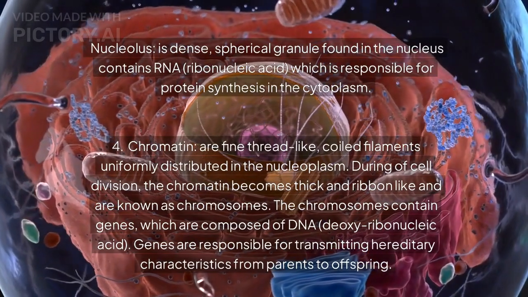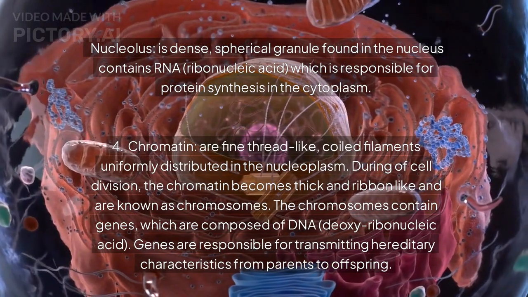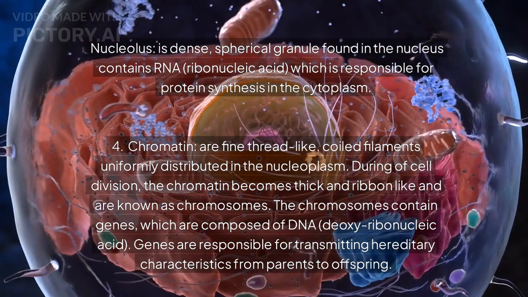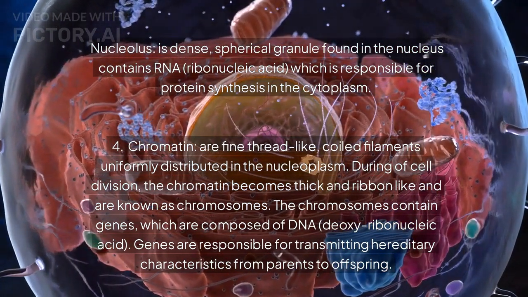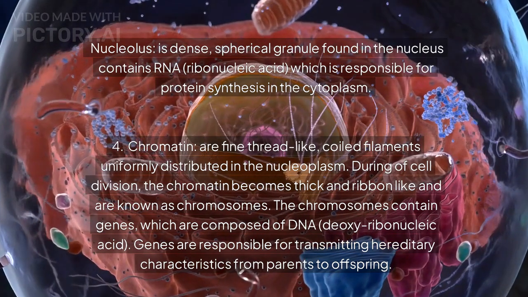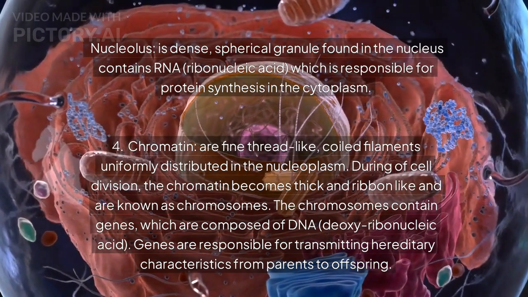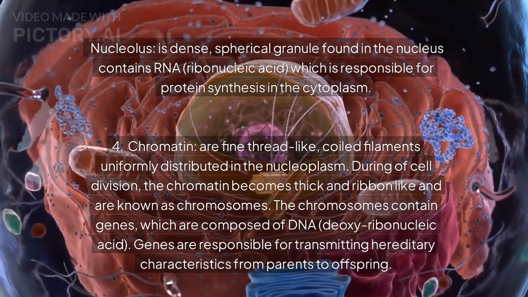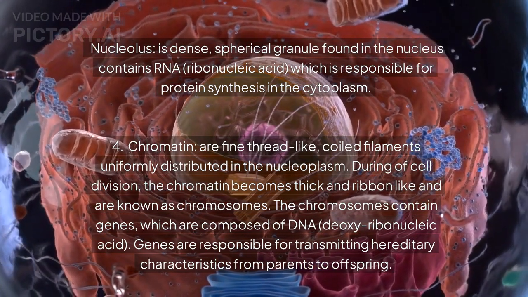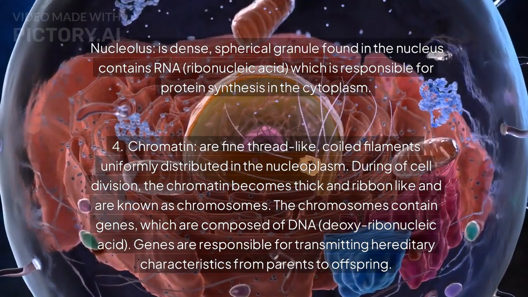3. Nucleolus is a dense, spherical granule found in the nucleus, contains RNA, ribonucleic acid, which is responsible for protein synthesis in the cytoplasm. 4. Chromatin are fine thread-like, coiled filaments uniformly distributed in the nucleoplasm. During cell division, the chromatin becomes thick and ribbon-like and are known as chromosomes. The chromosomes contain genes, which are composed of DNA, deoxyribonucleic acid. Genes are responsible for transmitting hereditary characteristics from parents to offspring.